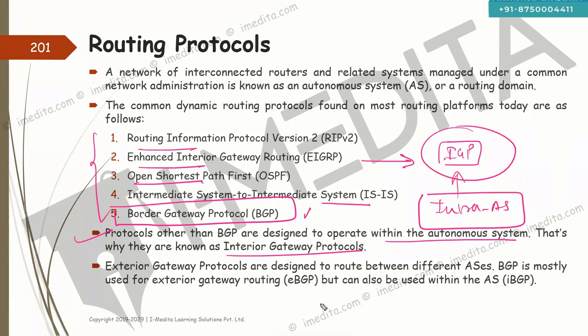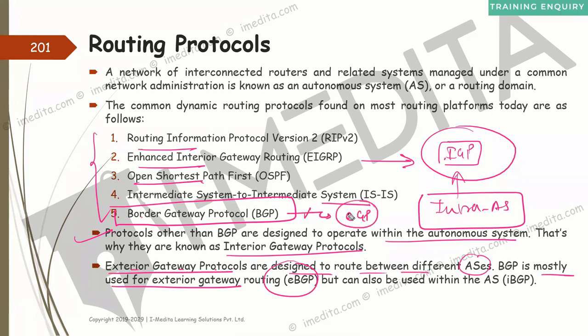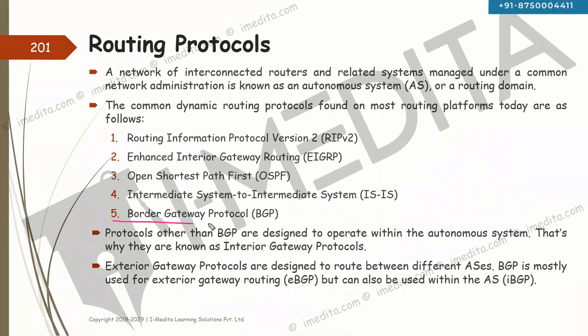And the protocol that is responsible for performing the routing in between two autonomous systems is what we refer to as exterior gateway protocol. Exterior gateway protocols are designed to route the traffic between two different autonomous systems, and BGP is mostly used for exterior gateway routing. Other than BGP, we used to have the protocol called EGP, exterior gateway protocol. Before that, we had the protocol called GGP, gateway to gateway protocol. We had other protocols as well, but nowadays the only protocol that we use for routing in between the autonomous systems is BGP, or border gateway protocol.